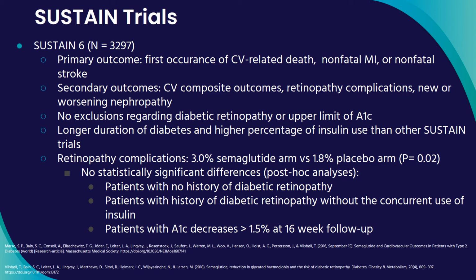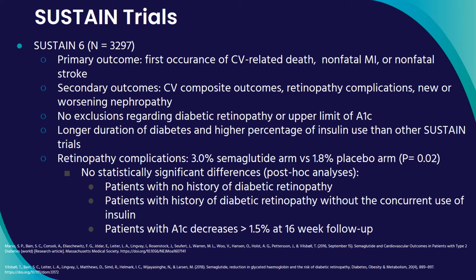3%, or 50 participants, in the semaglutide arm versus 1.8%, or 29 participants, in the placebo arm experienced worsening or development of diabetic retinopathy complications, with a hazard ratio of 1.76 and a p-value less than 0.05 at 0.02. In post-hoc analyses, no statistically significant differences in incidence rate or worsening of diabetic retinopathy were found in those with no history of diabetic retinopathy with or without use of insulin therapy.